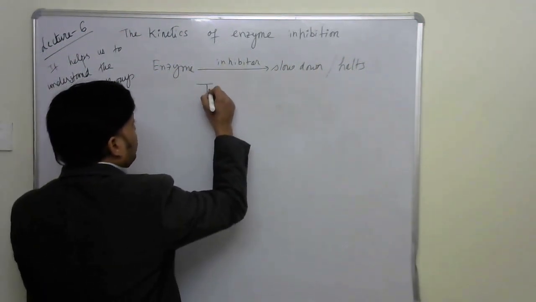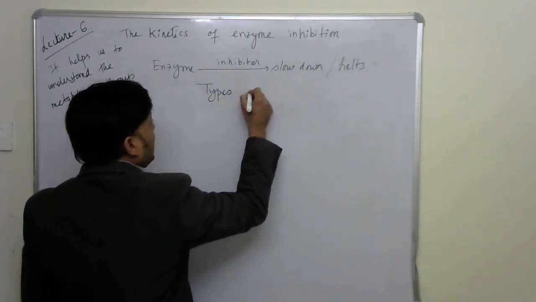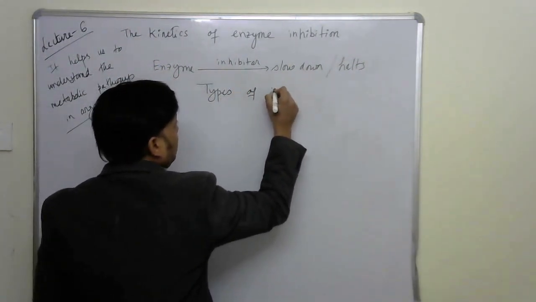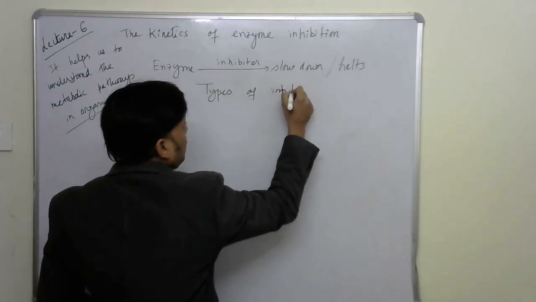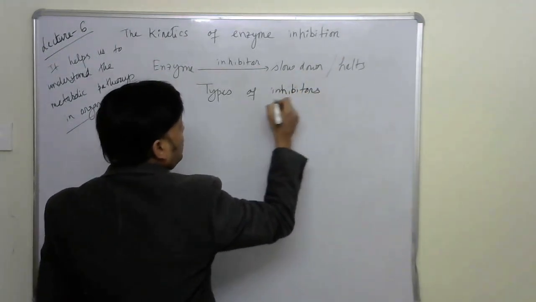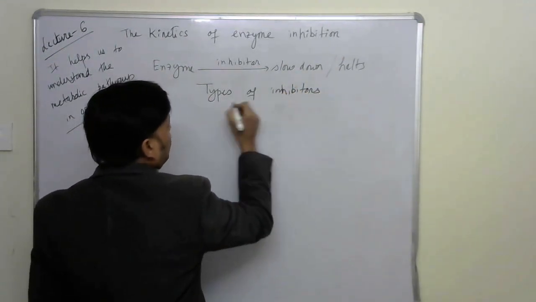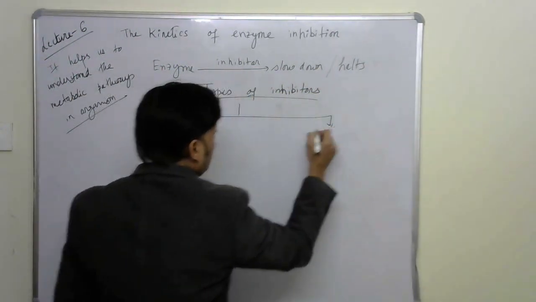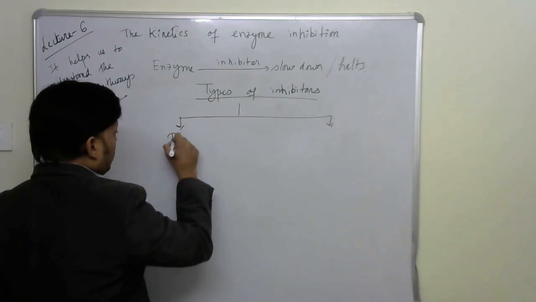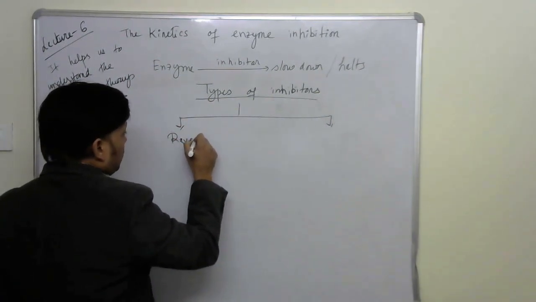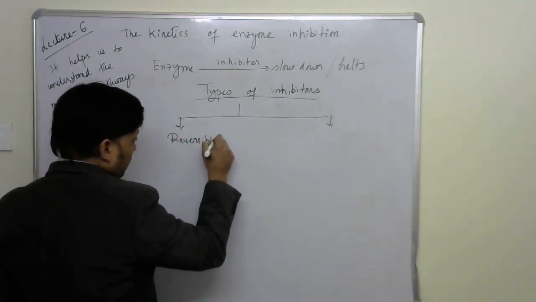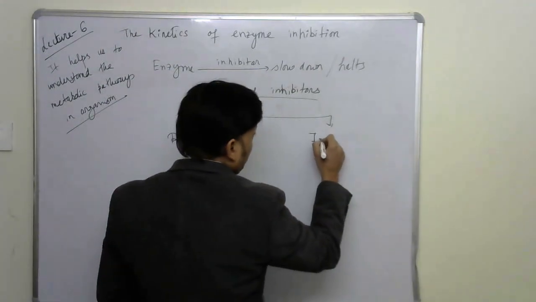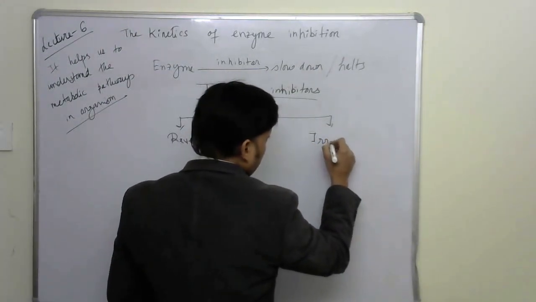So we will first start with the different types of enzyme inhibitors. There are two kinds of enzyme inhibitors, or we can classify them into two major categories. One category is called reversible, and another category is known as irreversible inhibitors.